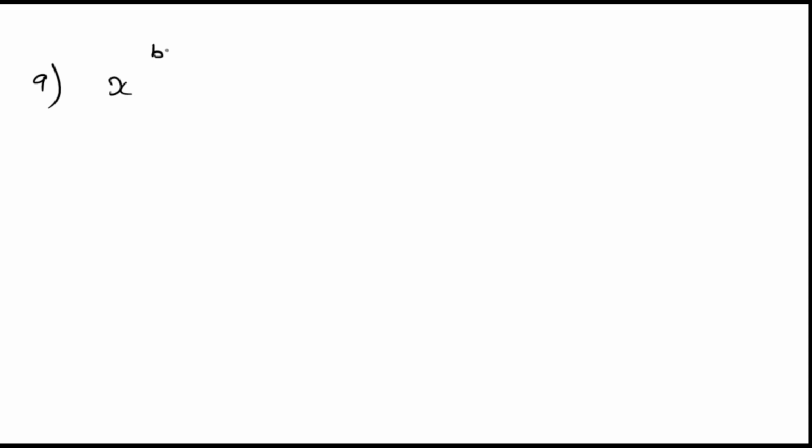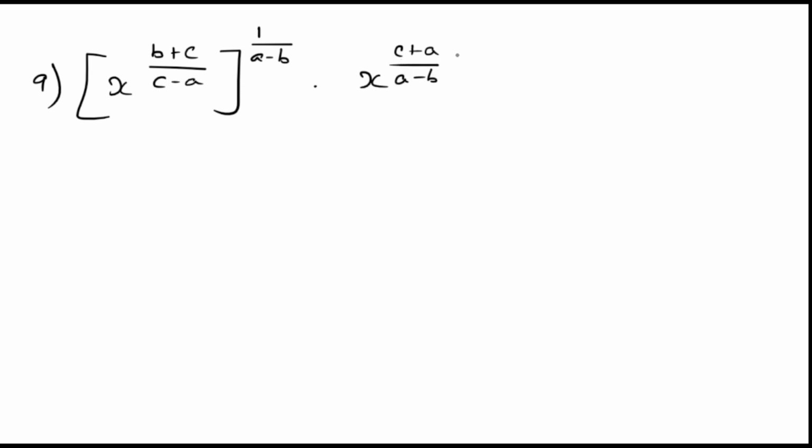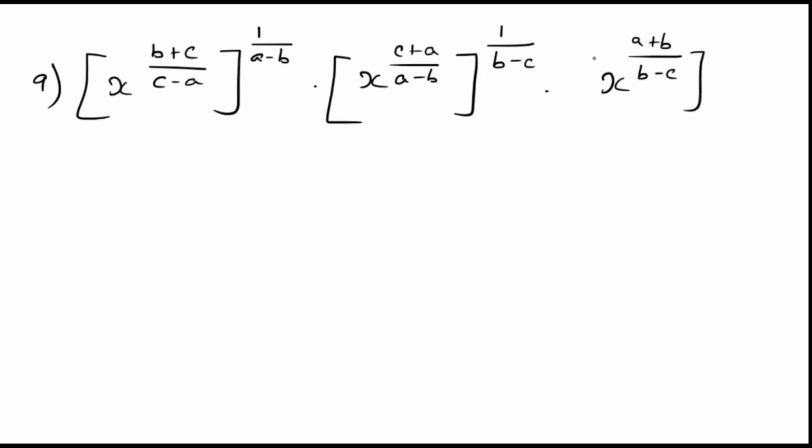X to the power (b plus c) divided by (c minus a), the whole to the power 1 divided by (a minus b), into x to the power (c plus a) divided by (a minus b), the whole to the power 1 divided by (b minus c), into x to the power (a plus b) divided by (b minus c), the whole to the power 1 divided by (c minus a). This is the question. Now first, let's multiply the powers.